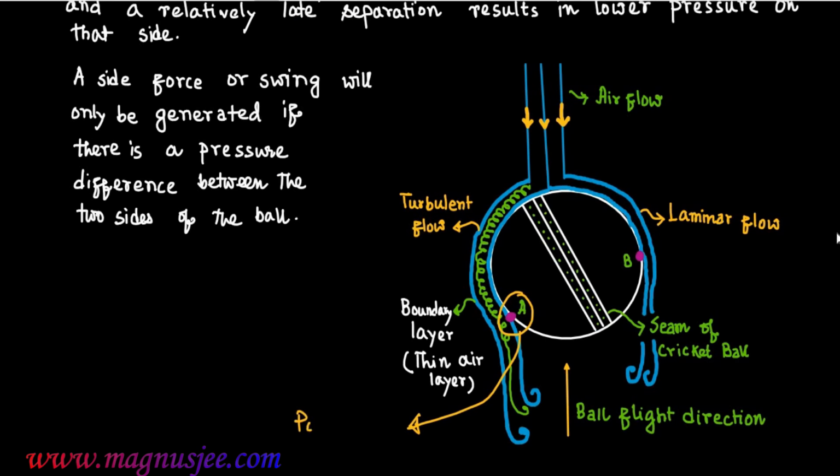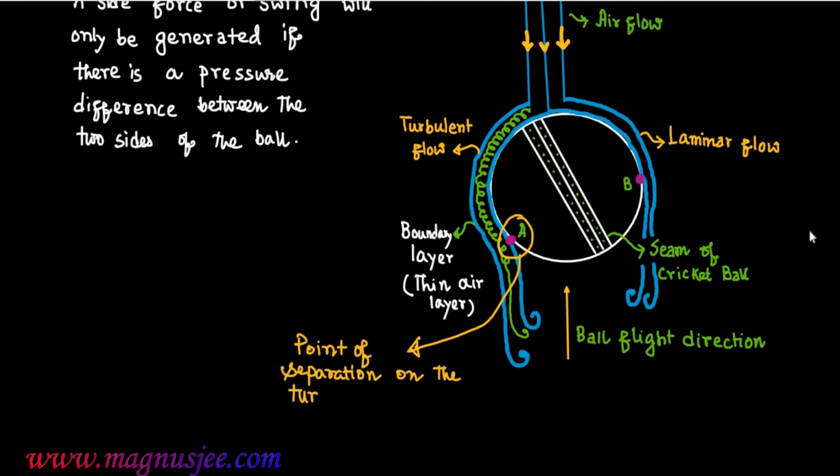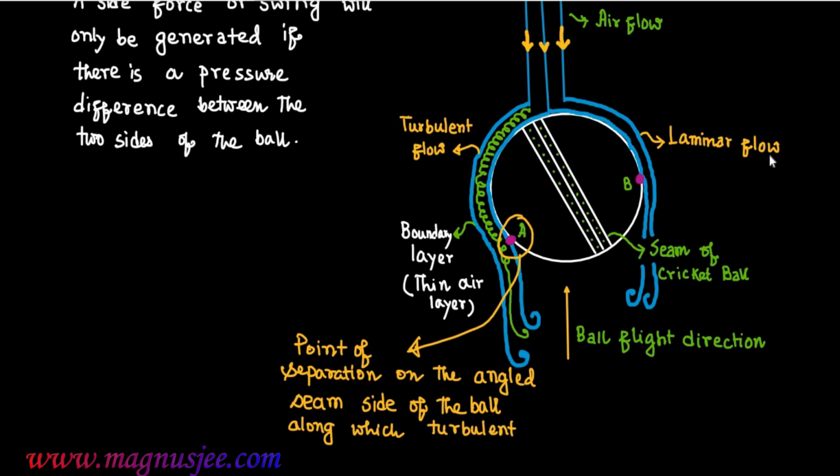A is the point of separation from which the boundary layer maintaining turbulent flow will be separated from the surface of the ball. This is the point of separation of the boundary layer touching the seam side, or the rough side, of the cricket ball. A is the point of separation on the angled seam side of the ball along which turbulent flow occurs, and B is also a point of separation on the other side of the cricket ball.